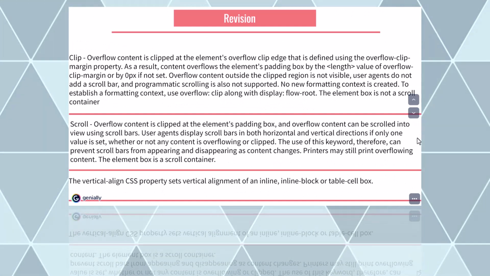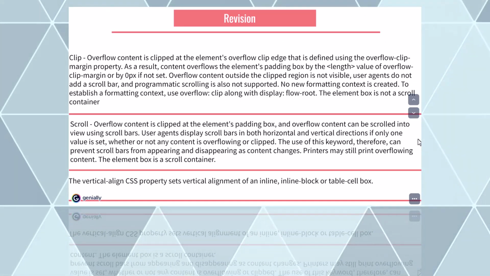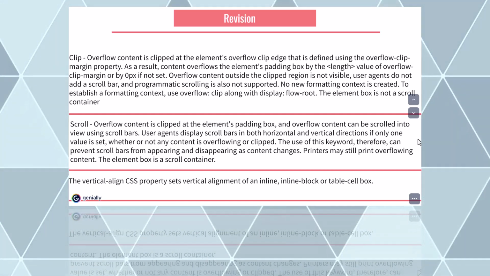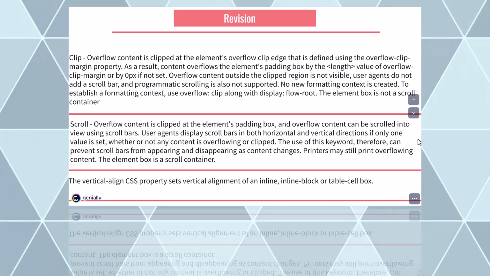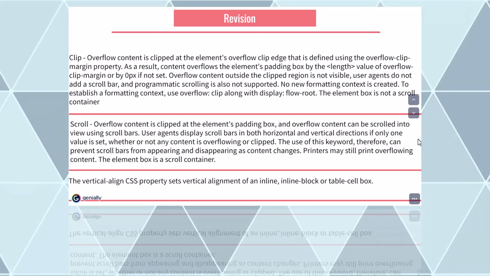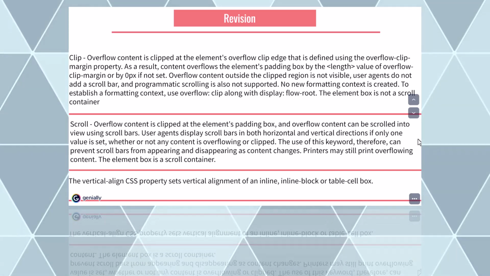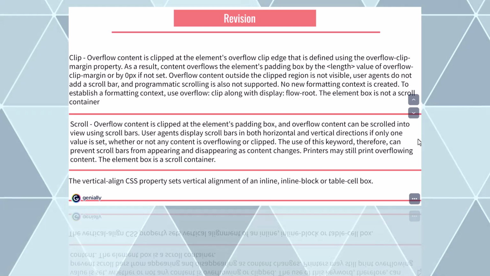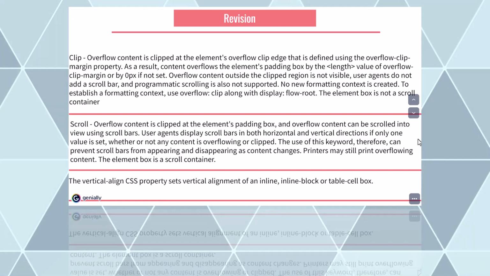Clip: overflow content is clipped at the element's overflow clip edge that is defined using the overflow-clip-margin property. As a result, content overflows the element's padding box by the length value of overflow-clip-margin, whereby 0 pixels is the default if not set. Overflow content outside the clip region is not visible. User agents do not add a scroll bar and programmatic scrolling is also not supported. No new formatting context is created.